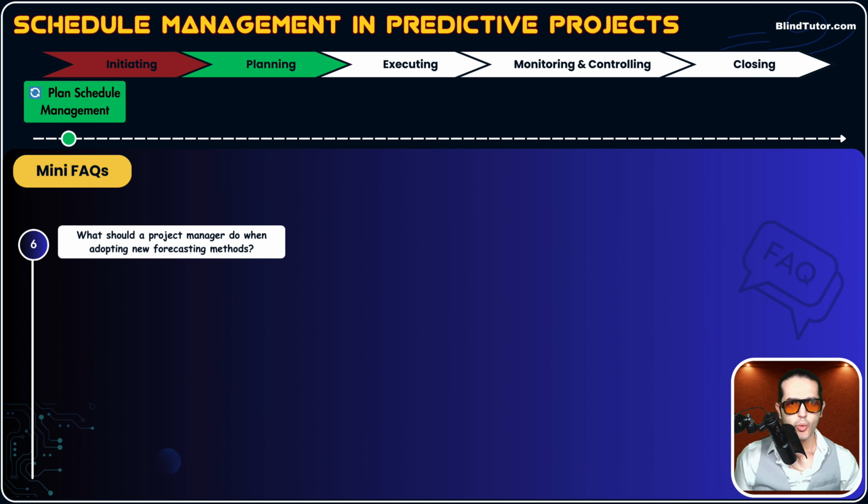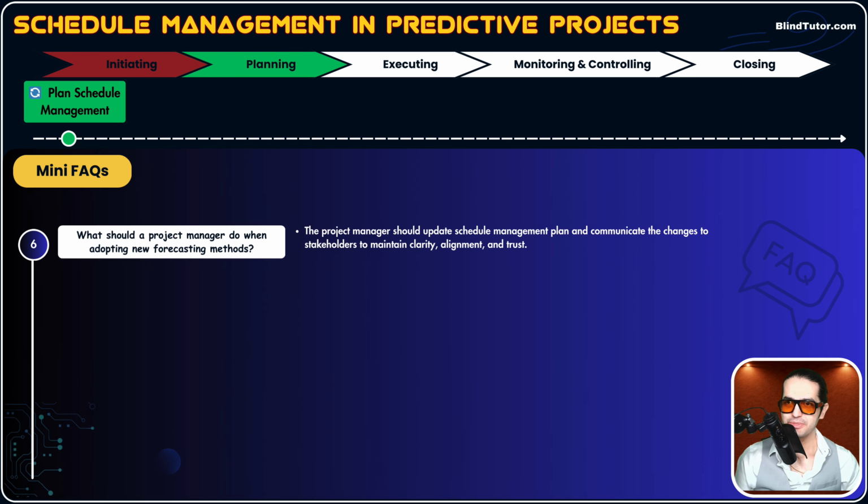Question number 6, what should a project manager do when adopting a new forecasting method? The project manager should update what? The schedule management plan, and communicate the changes to stakeholders to maintain clarity, alignment, and trust. By forecasting method, I mean we predict how the project's schedule will be doing in 3 months. We use a method to predict that.